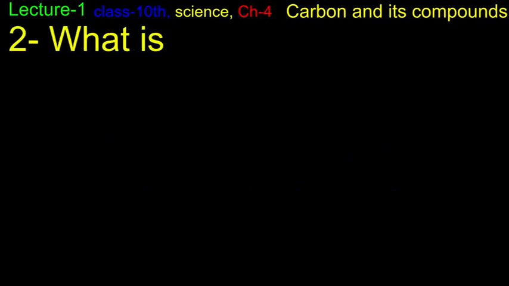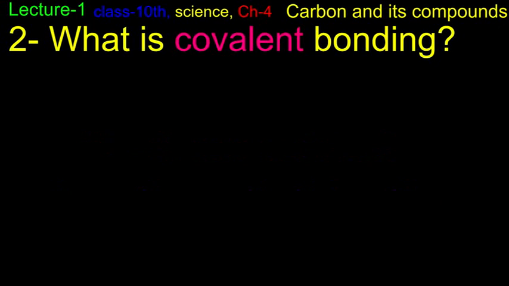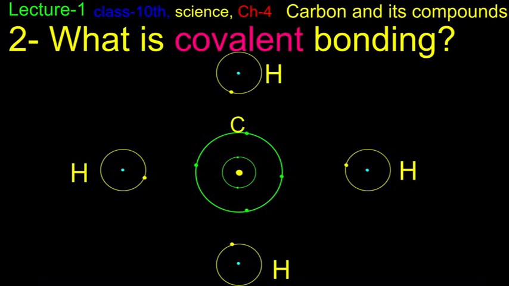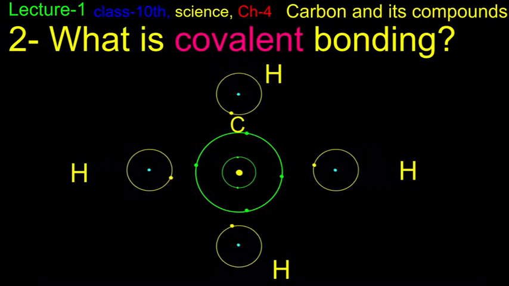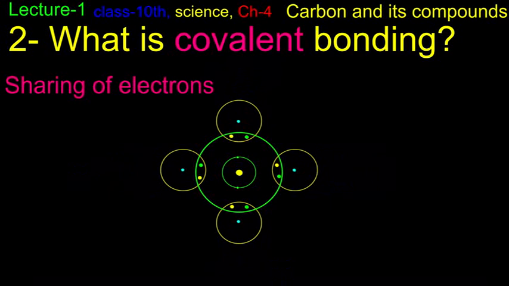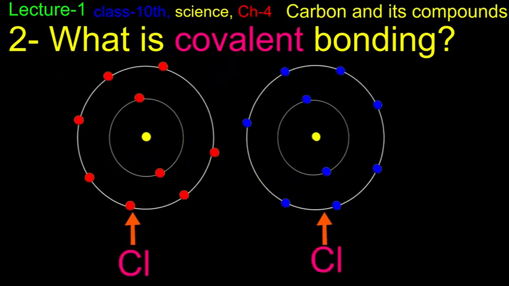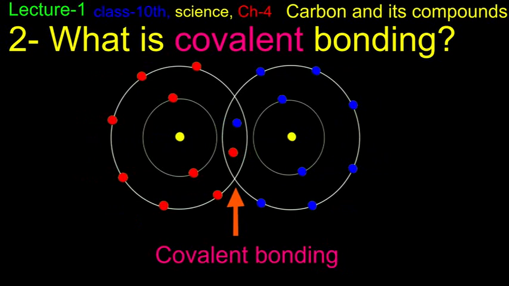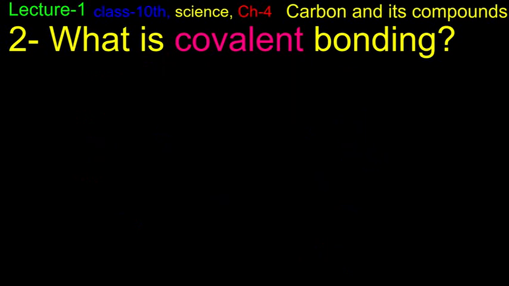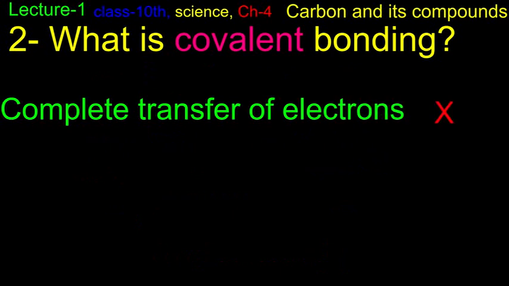Next I tell you what is covalent bonding. That is the subtopic number 2. To complete its octet, carbon atoms share electrons with other atoms because transfer of electrons would make it unstable in comparison to the sharing of electrons. Such a bonding in which electrons are shared by both combining atoms is called covalent bonding.